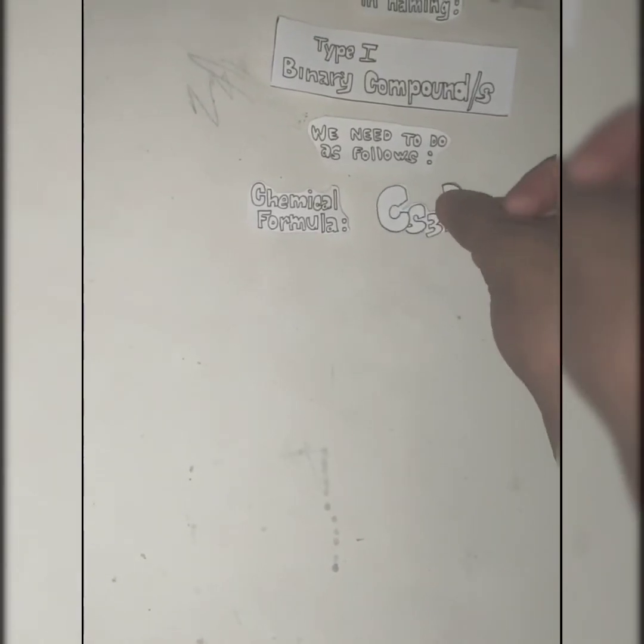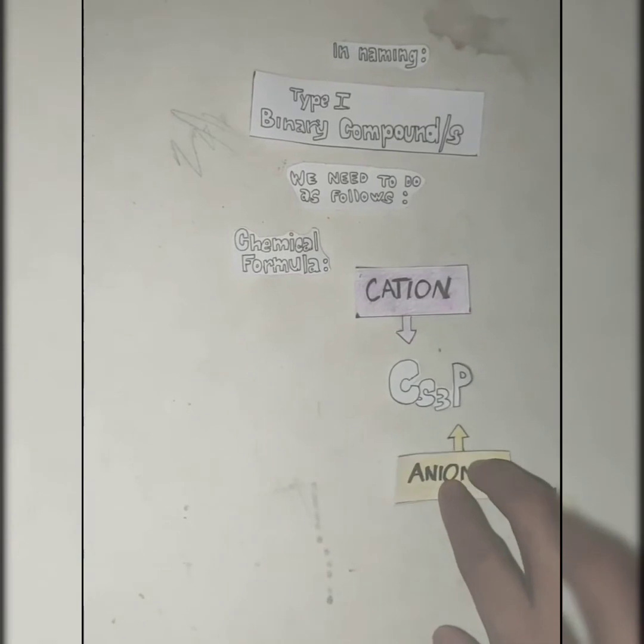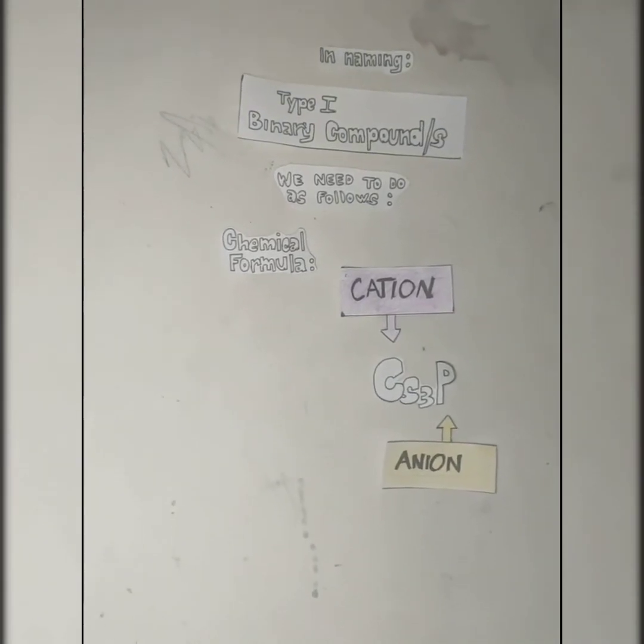Now we do the vice versa. This time, we name type 1 binary compounds. But in order for us to name type 1 binary compounds, we need to do as follows. Let's have an example. We have a chemical formula Cs3P. The next thing we need to do is to identify the cation and the anion. In this case, the cation is the Cs and the anion is P.